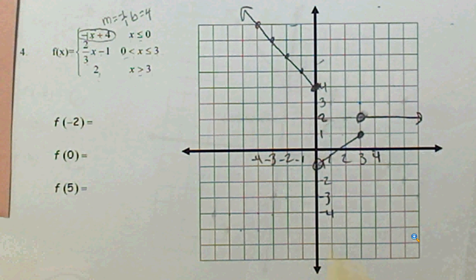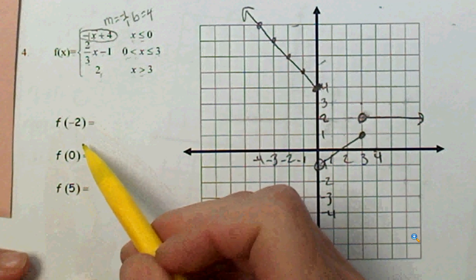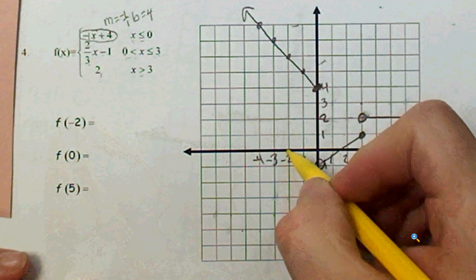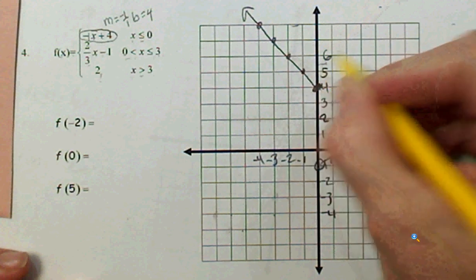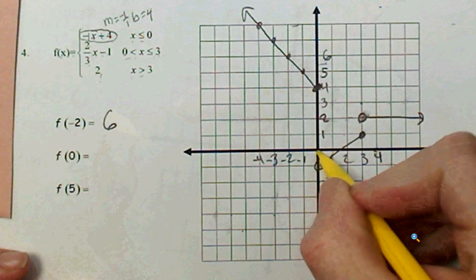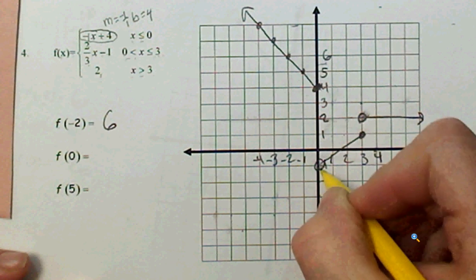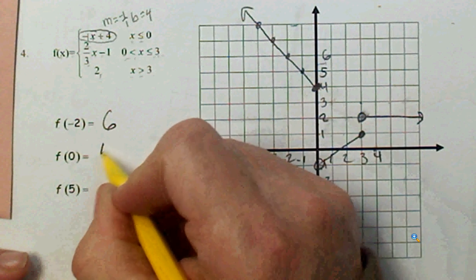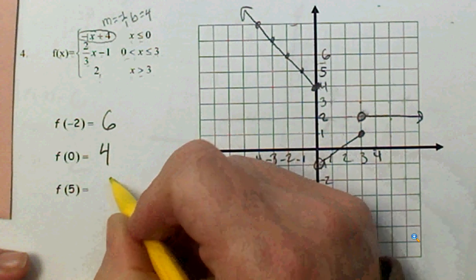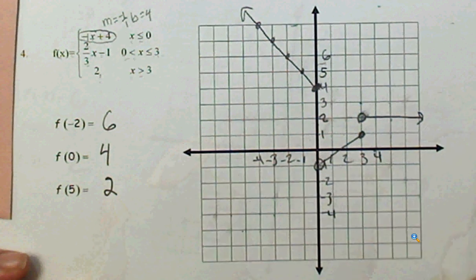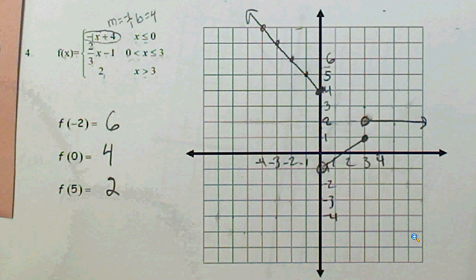I can now evaluate f of -2. So I go to where x is -2 to see the y value, and it's at 6. F of 0, it's not that one because that's an open circle, so it's got to be 4. And then f of 5 has to be 2. And there we go. That's what we did today.